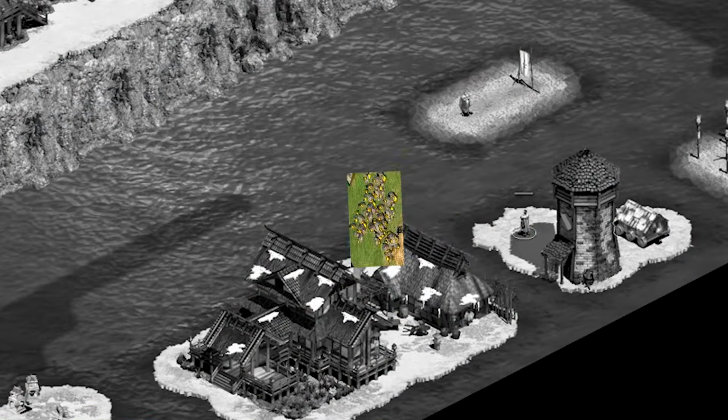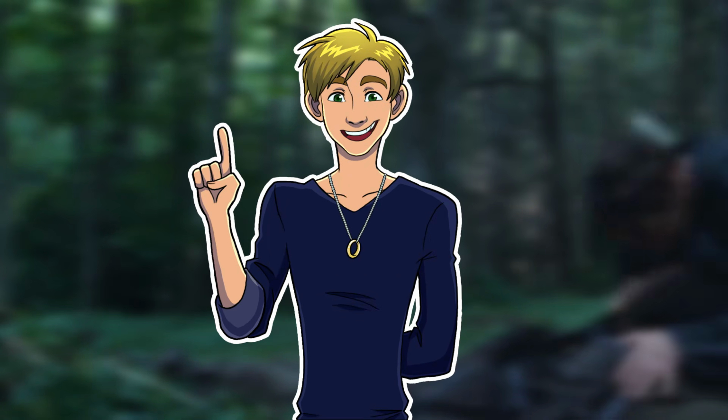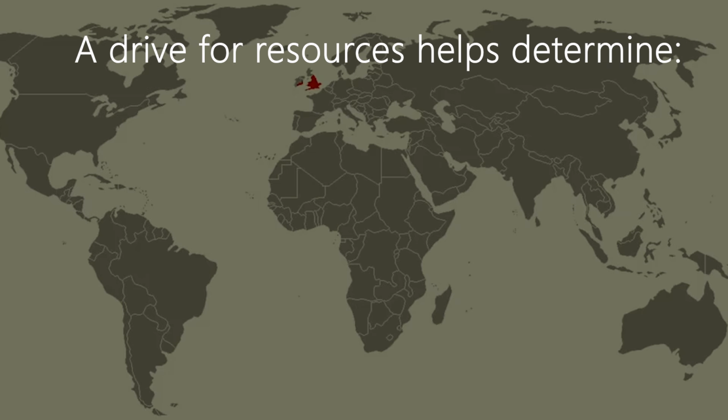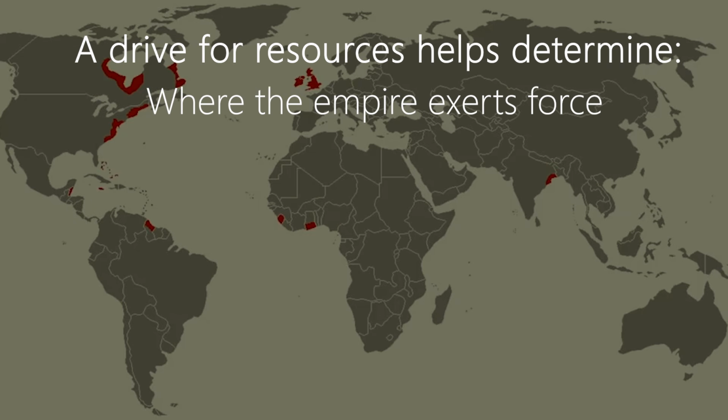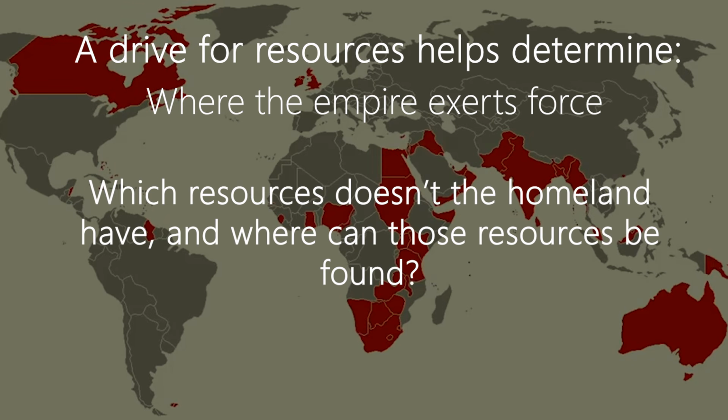Firstly, resources. Needing or wanting resources is a major motivation for empire building. Maybe they need food, wood, stone, or gold. And this setup gives us 2 points of guidance in constructing your empire. Firstly, this gives you a geographical map of where your empire will be trying to exert force. This includes considering the geography and landmass of the homeland itself. Which resources does your homeland not have that it needs or wants, and where does have those resources?